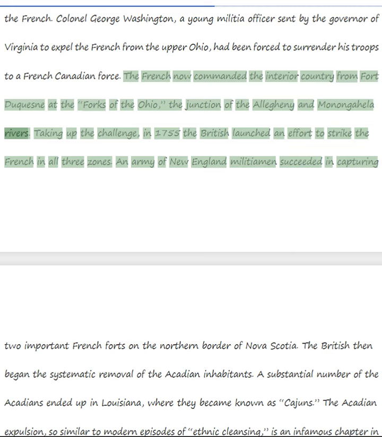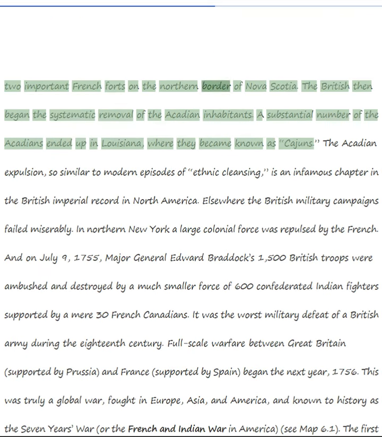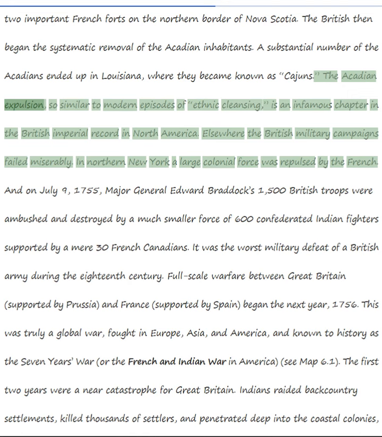The French now commanded the interior country from Fort Duquesne at the forks of the Ohio, the junction of the Allegheny and Monongahela rivers. Taking up the challenge, in 1755 the British launched an effort to strike the French in all three zones. An army of New England militiamen succeeded in capturing two important French forts on the northern border of Nova Scotia. The British then began the systematic removal of the Acadian inhabitants. A substantial number of the Acadians ended up in Louisiana, where they became known as Cajuns. The Acadian expulsion, so similar to modern episodes of ethnic cleansing, is an infamous chapter in the British imperial record in North America.